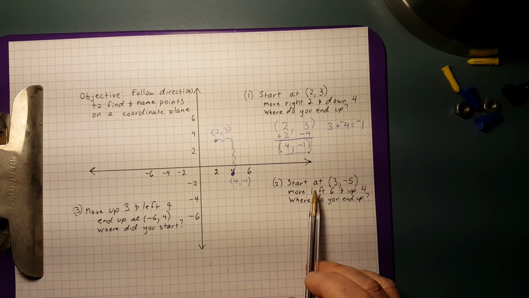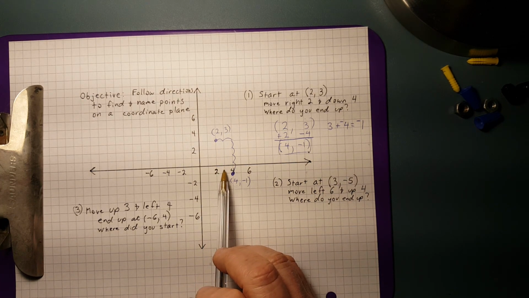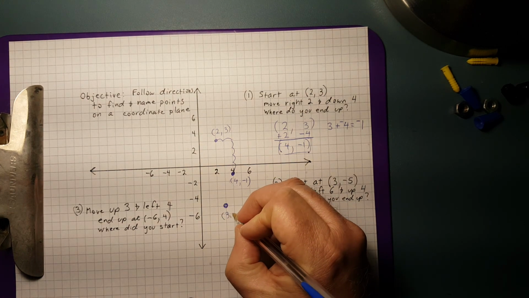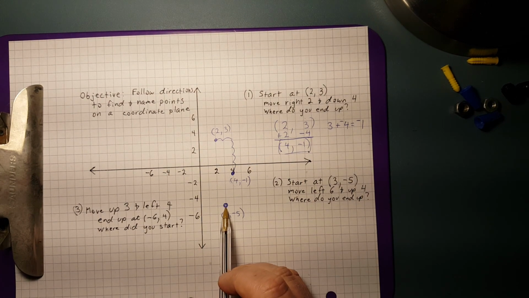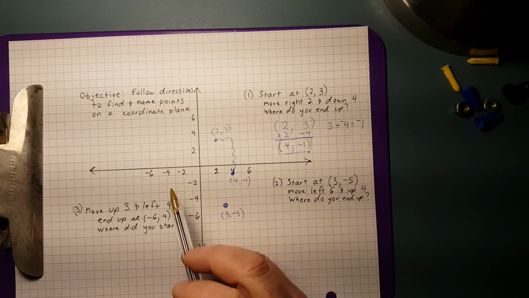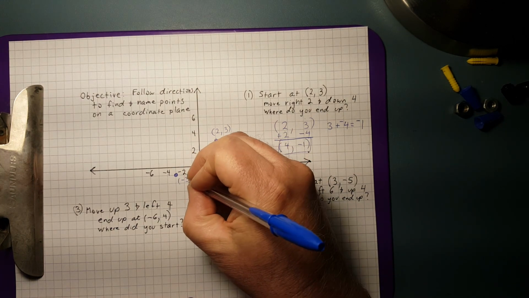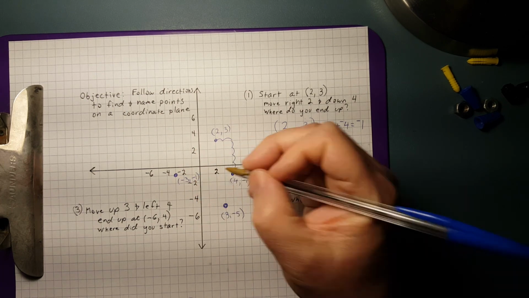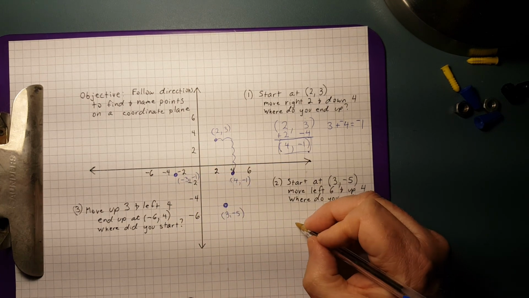Let's try number 2. Start at (3, negative 5). So 3, 1, 2, 3, and negative 5 is right here. So that's (3, negative 5). It says to move left 6 and up 4. Left 6: 1, 2, 3, 4, 5, 6; up 4: 1, 2, 3, 4. You can see we ended up at negative 3, negative 1. So we can do it by counting, or of course we can use math again.